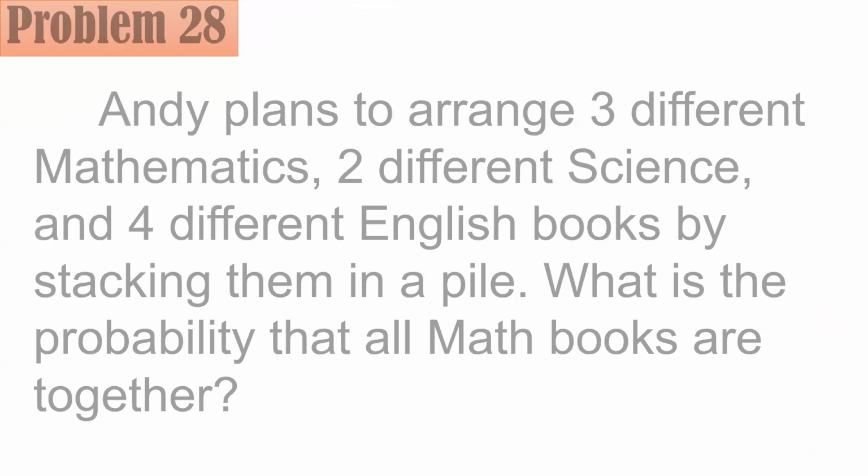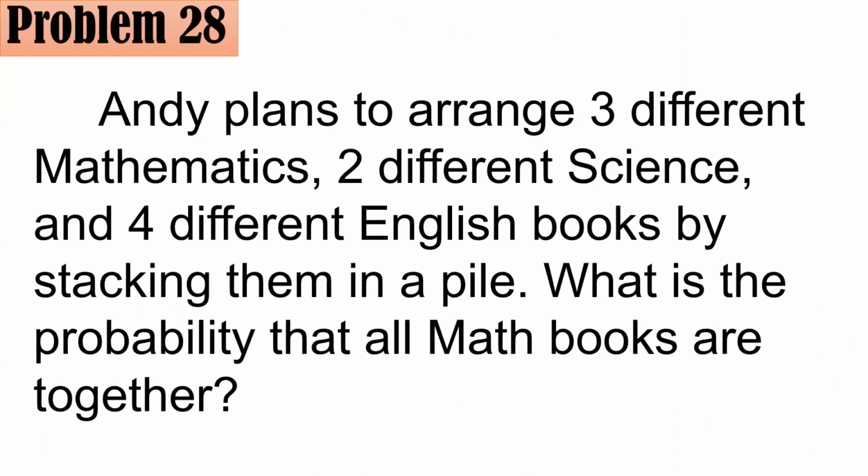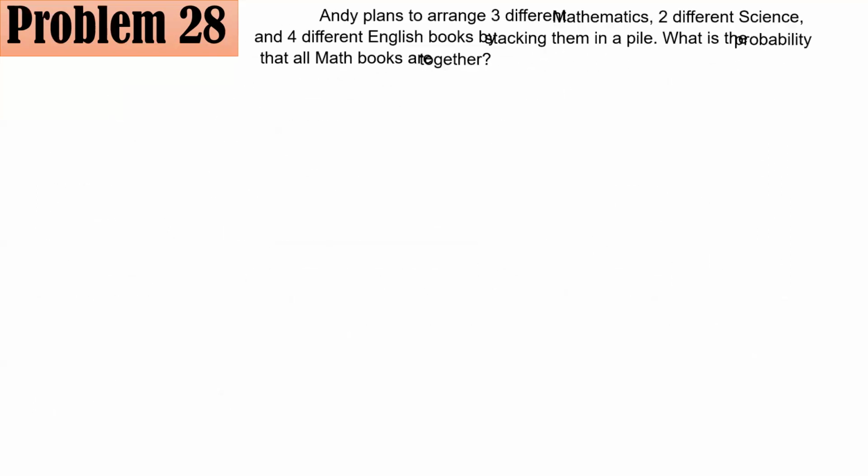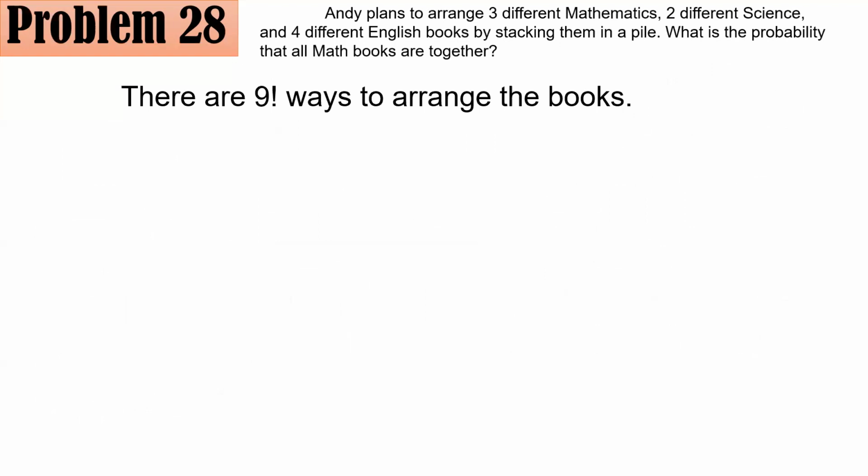28. Andy plans to arrange 3 different mathematics, 2 different science, and 4 different English books by stacking them in a pile. What is the probability that all math books are together? So here, we have to note that there are 9 books. That's 2 plus 3 plus 4. And since they are all different, there are 9 factorial ways to arrange all of them.